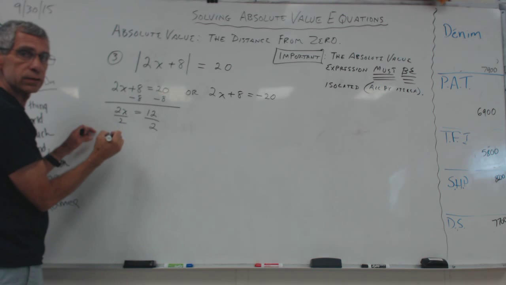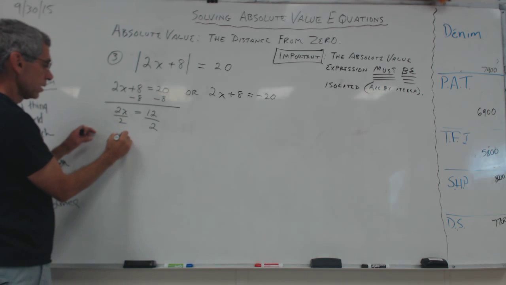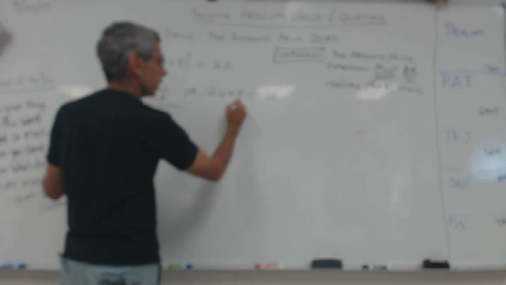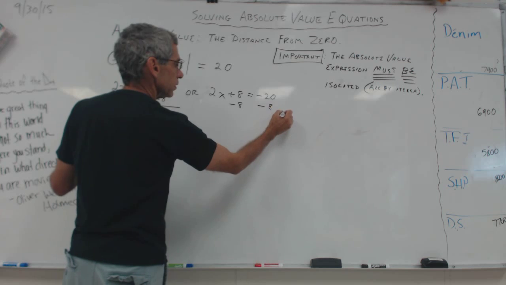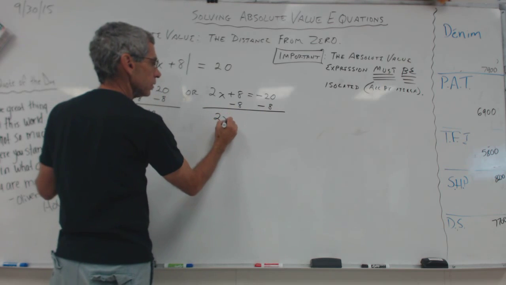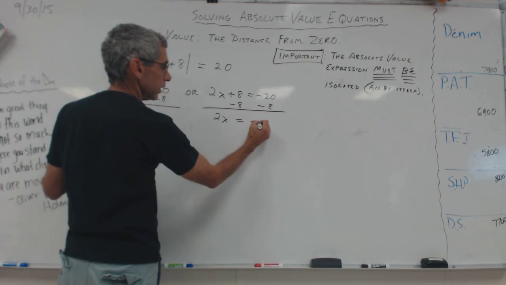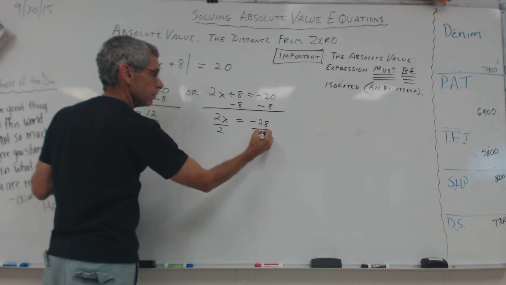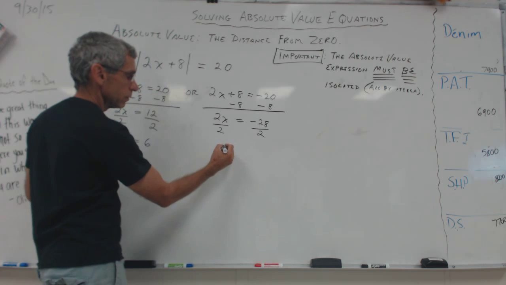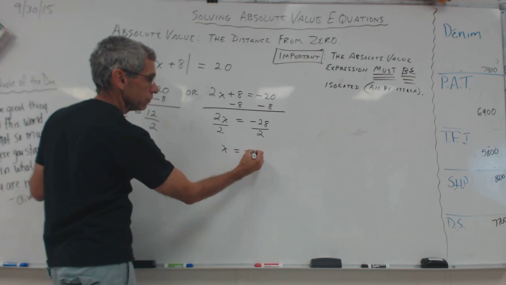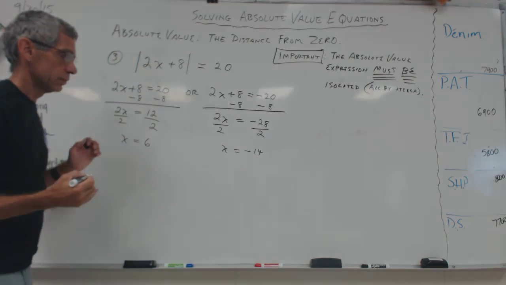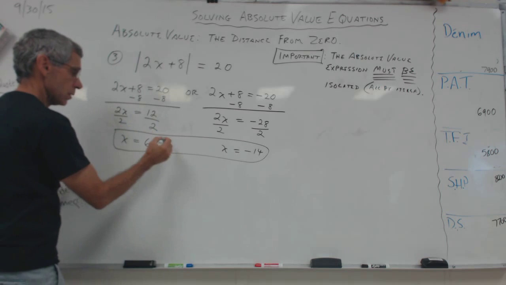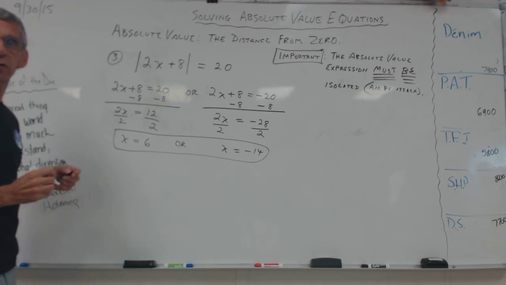So Naeem, are you writing this stuff down? Yeah. Okay. That's what I'm doing. Okay, x equals 6, right? And then here, minus 8, minus 8, draw my line. 2x is equal to negative 28. And then I've got to divide by 2. And divide by 2. And I get x is equal to negative 14. Okay? So that's my answer. And I put an or in between.